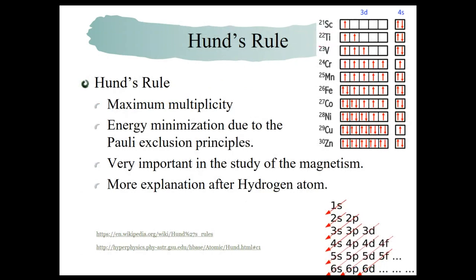Those guys actually have something like this: there are 4s electrons, 2 for all of this, and 1 for this one, and 2 for this one. So the chemical properties of those materials are quite similar. So that means it is hard to separate them from each other by chemical means.